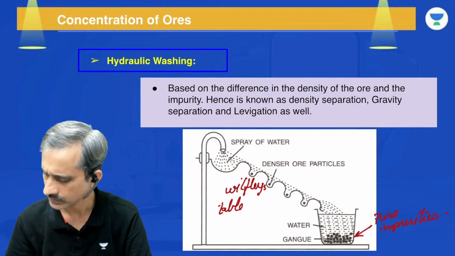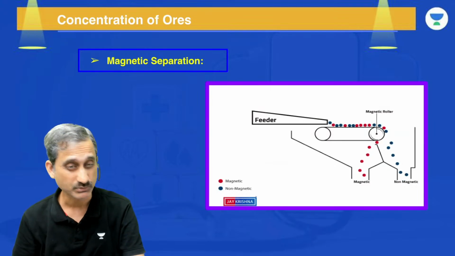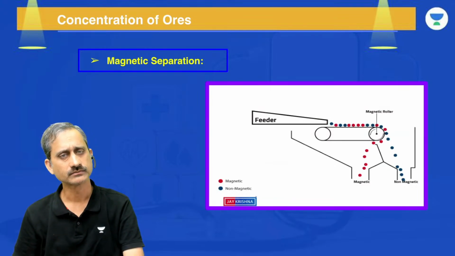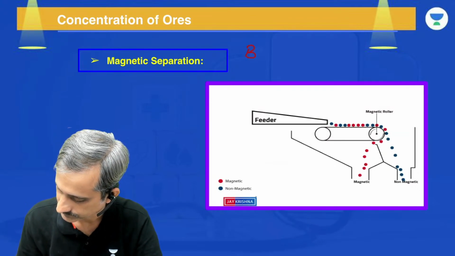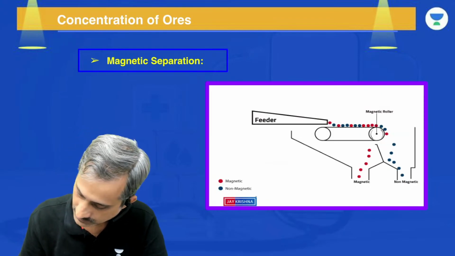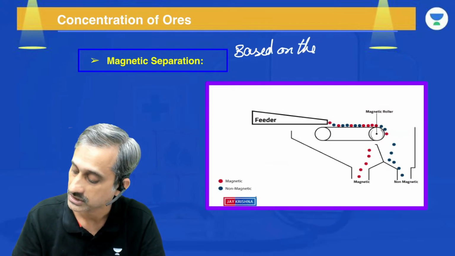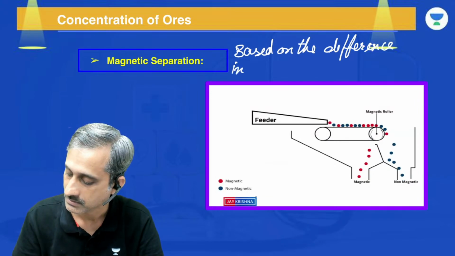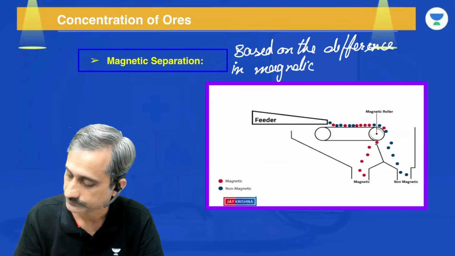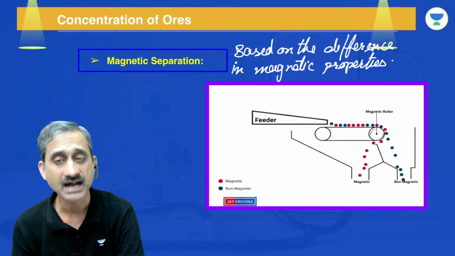Okay. So based on the difference, this is what we have as metallurgy. This is what we have as gravity separation. Now we have the magnetic separation. Quite obviously, magnetic separation is based on the difference in magnetic properties. Clear? This is based on the difference in magnetic properties.